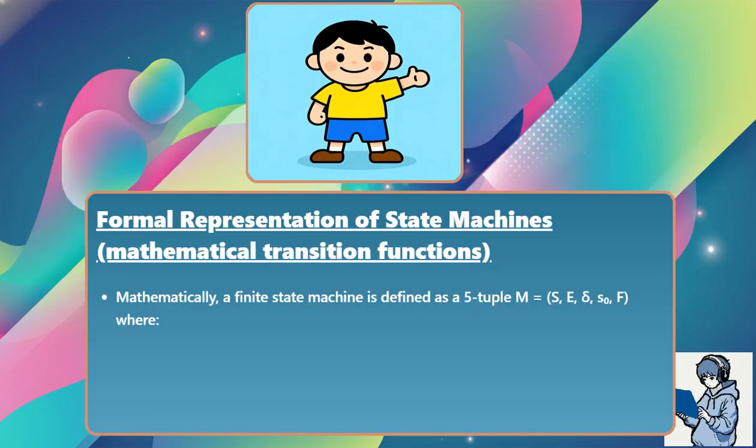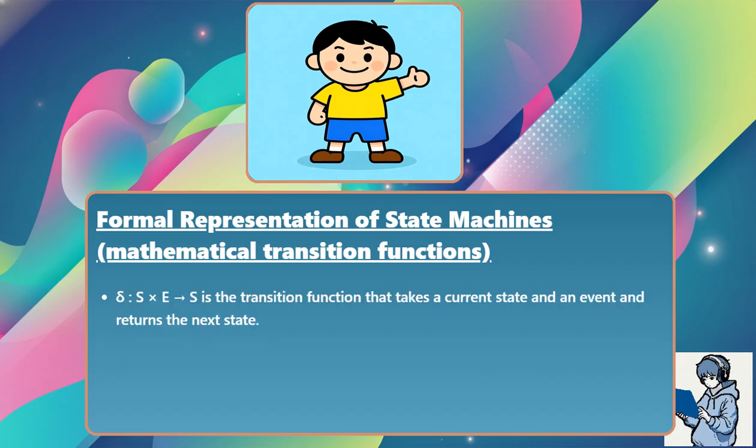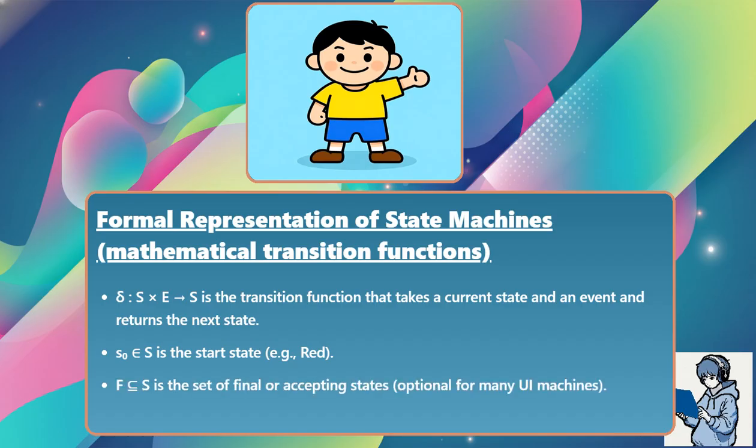Mathematically, a finite state machine is defined as a 5-tuple M equals S, E, delta, S sub 0, F, where S is a finite set of states, for example red, green, yellow. E is a finite set of events, for example timer, emergency. Delta maps S cross E to S is the transition function that takes a current state and an event and returns the next state. S sub 0 is in S is the start state, for example red. F is a subset of S is the set of final or accepting states, optional for many UI machines.